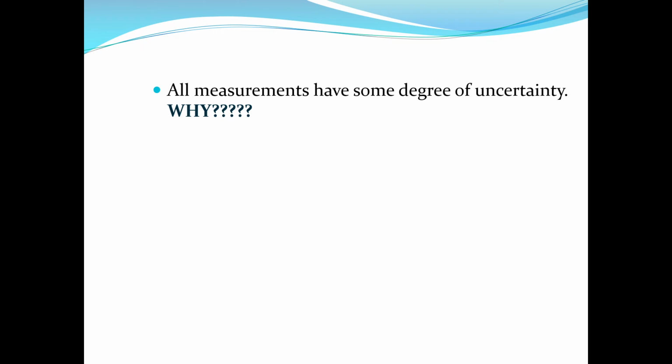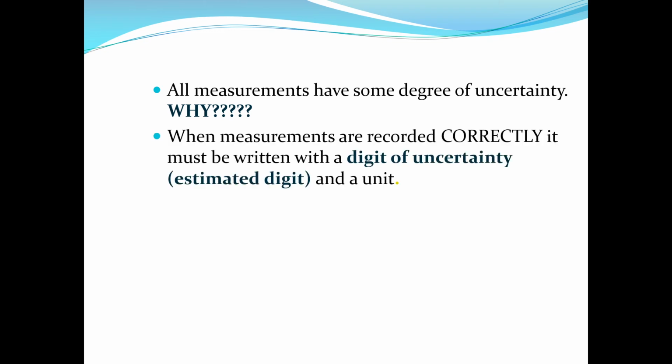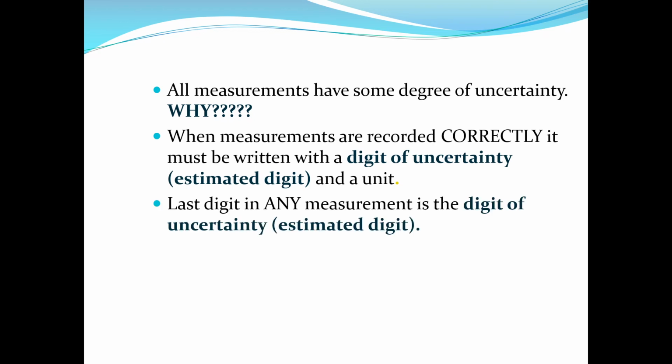All measurements will have some degree of uncertainty. When measurements are recorded correctly, they must be written with a digit of uncertainty, an estimated digit, and a unit. The last digit in any measurement is a digit of uncertainty. It is the estimated digit. The digit you made a guess on.